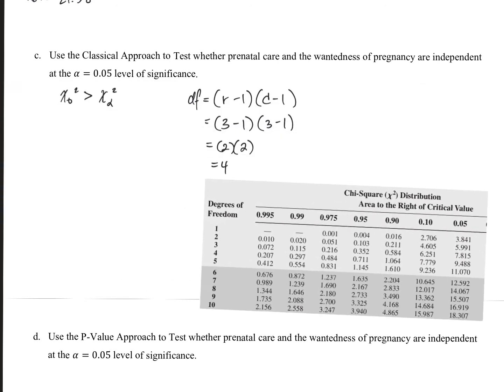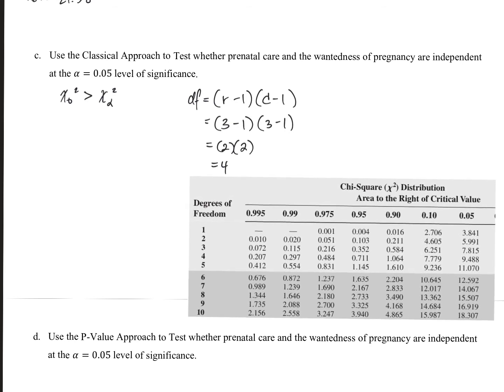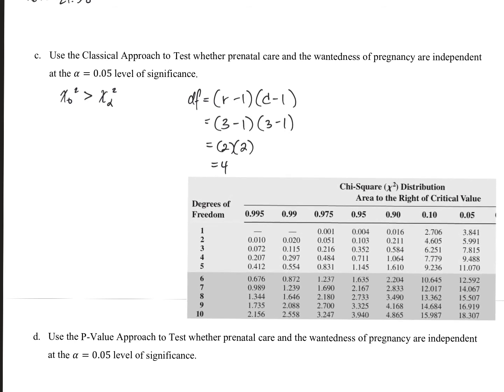So we have our table, our chi-square distribution. We're looking for degrees of freedom equal to 4. Let me go ahead and highlight that. And then we're looking for alpha of 0.05. So right here, where do they intersect? Well, they intersect at 9.488. Okay, so we found that our chi-squared alpha is going to be 9.488.